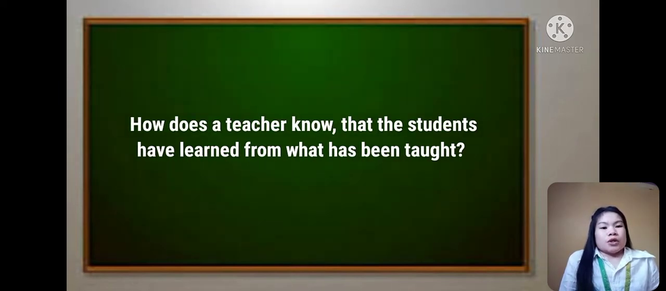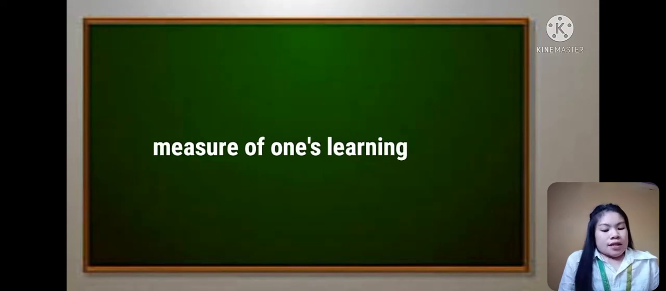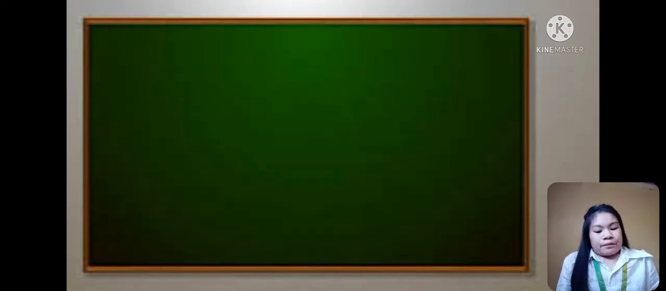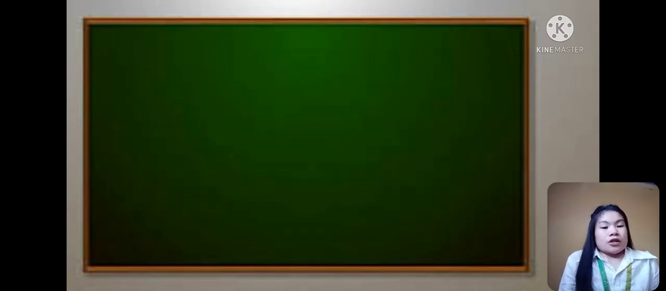How does a teacher know that the students have learned from what has been taught? Many educational practitioners agree that the measure of one's teaching is indicated by what the children have learned. The teacher cannot claim that he or she has taught if the students have not learned anything.